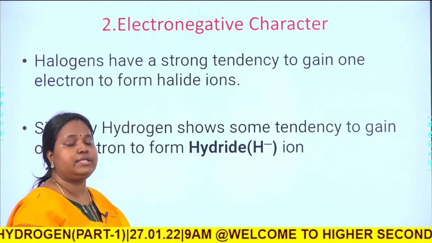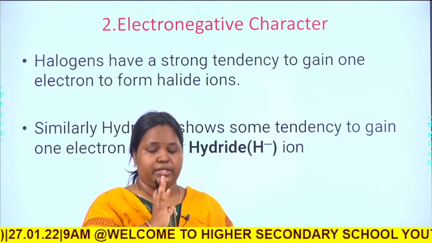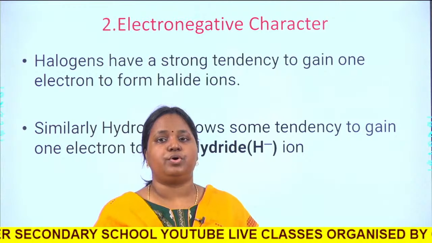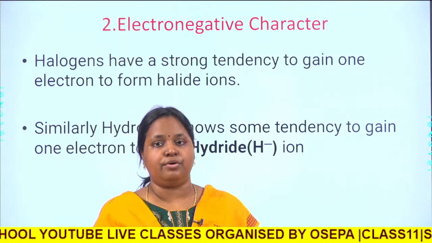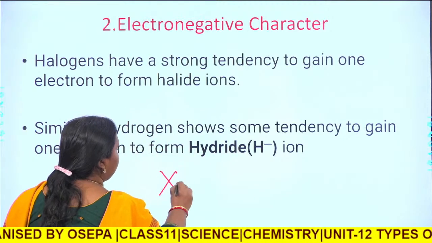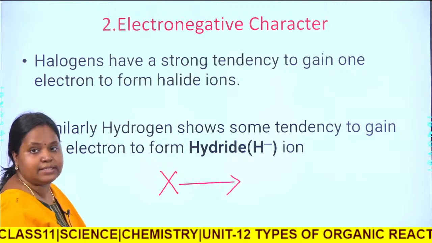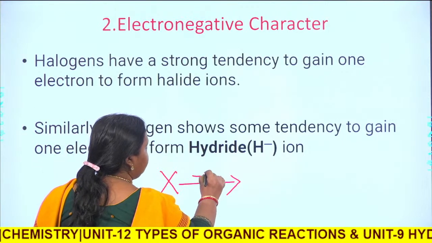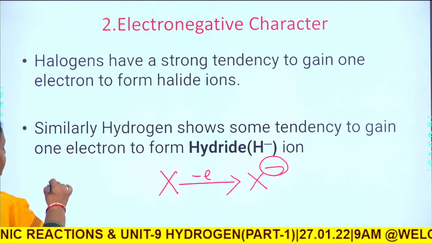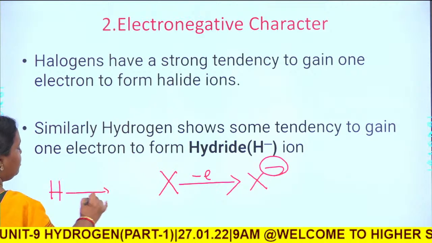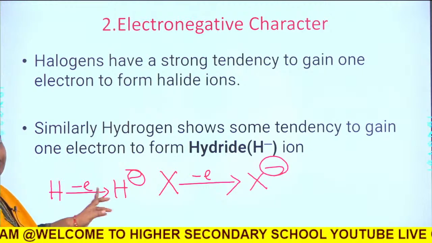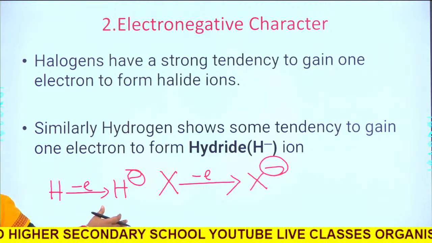Since halogens have 7 electrons in their outermost shell, they have a tendency to accept 1 electron and get converted to halide ions. Halogens are always denoted by the X sign. X accepts an electron and becomes X minus. Similarly, hydrogen can accept 1 electron forming H minus. Sometimes hydrogen can also accept an electron forming hydride. This is the second similarity.